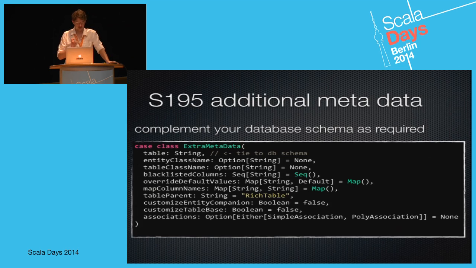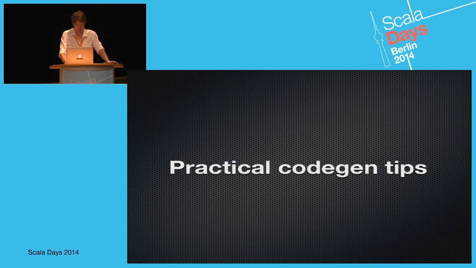Or we have this customized entity companion or customized table class, which allows us to selectively have the generated code extend handwritten code. So we don't have to write empty customization stubs for every model, but whenever we actually need to customize something with handwritten code, we can switch that on. So we only do that in the place where we need it. And there's stuff about associations.